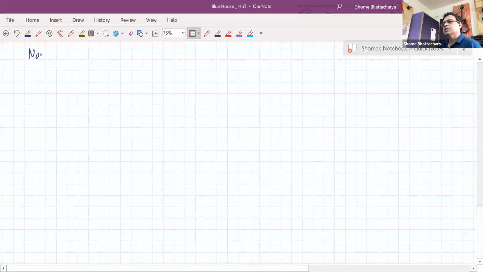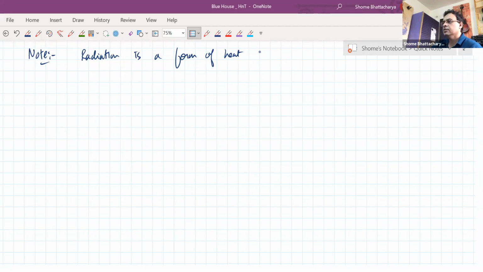So, as I was saying, one very important point is that radiation is a form of heat transfer. So this is a continuation of thermodynamics only, no? Yeah, this is the last part of heat transfer. So there are three modes of heat transfer: conduction, convection, and radiation.